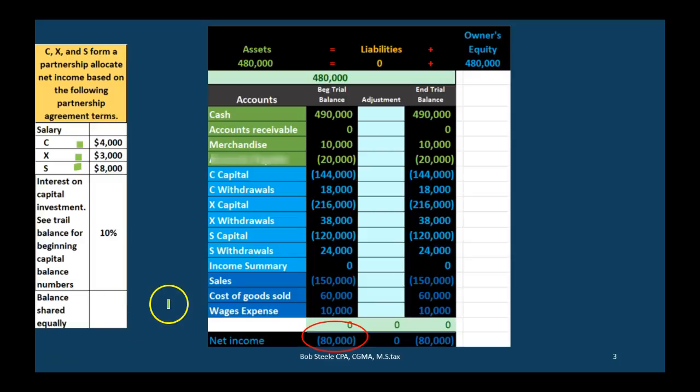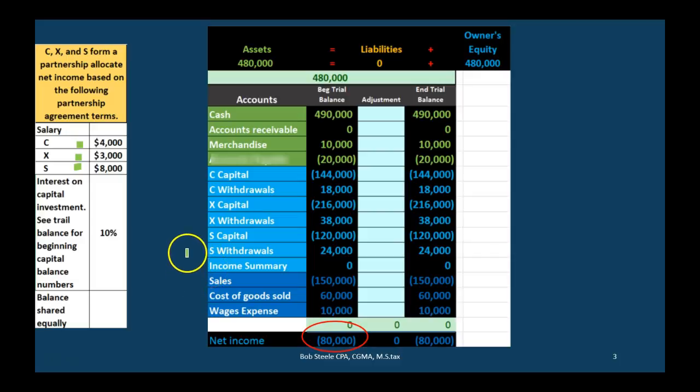And this is a process that's skipped by a lot of books, and it kind of leaves a gap in terms of people getting confused on how the closing process fits in when they do this allocation method. So remember, in the closing process for a partnership, just like any other company, we are going to close out sales to the income summary. Then we're going to close out the expenses to the income summary.